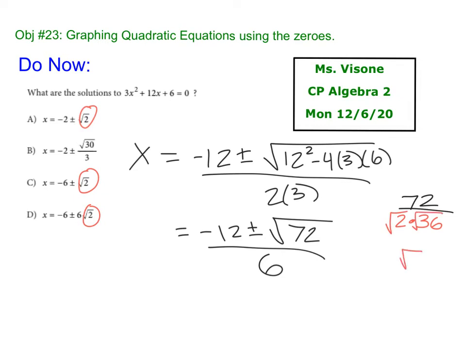Square root of 2 is just the square root of 2. Square root of 36 is 6. That goes in front. So we get negative 12 plus or minus 6 root 2 all over 6. And then we have to divide, right? So negative 12 divided by 6 is negative 2. 6 divided by 6 is 1. So the answer is A.